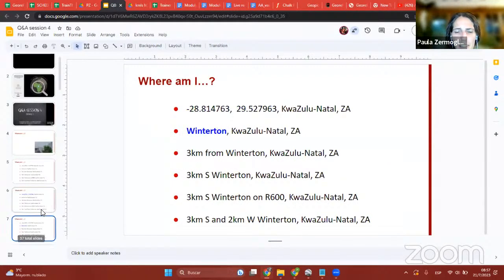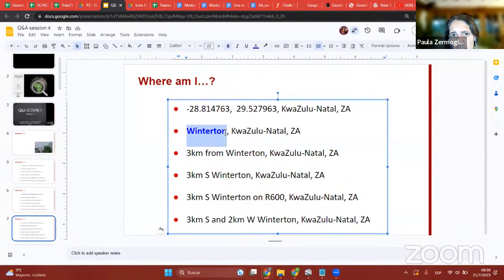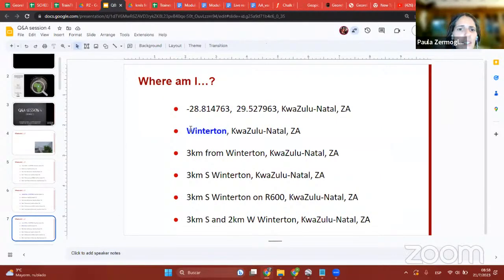The next location is Winterton, KwaZulu-Natal, South Africa. As you well said, this will be a geographic feature only type of calculation, where the most specific part is Winterton. So we would have to look for Winterton on a map or on GeoPic or wherever we want to look for it to see where it falls, first of all. So let's go to GeoPic.